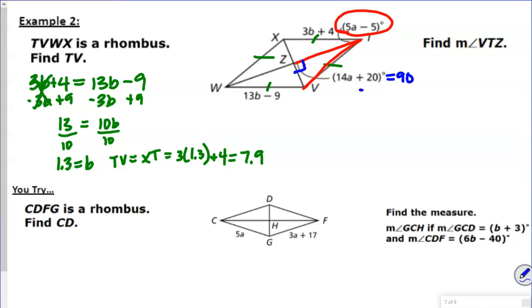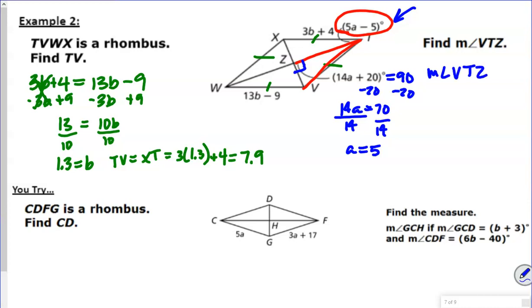Okay, so we're going to subtract 20 from both sides. So it gives us 14a is equal to 70. And if we divide both sides by 14, a is equal to 5, okay? Now we can use that 5 and plug it back up in this equation right here, okay? So the measure of angle VTZ is going to be equal to 5 times 5, that's 25, right, minus 5. So that's going to be equal to 20 degrees, okay?